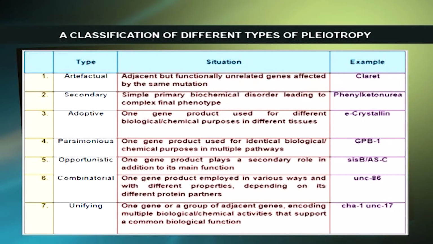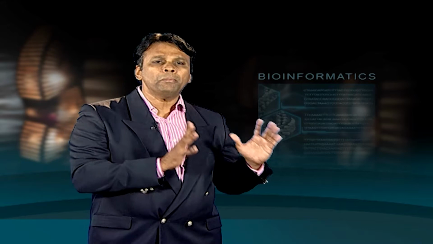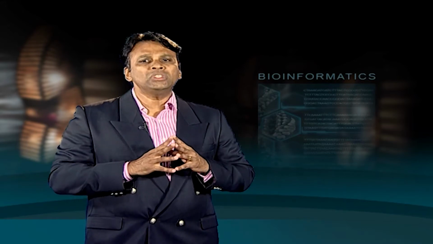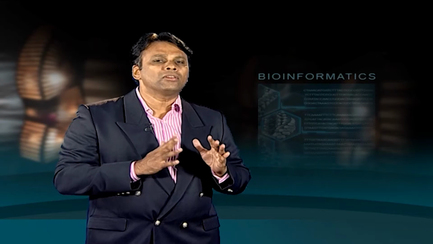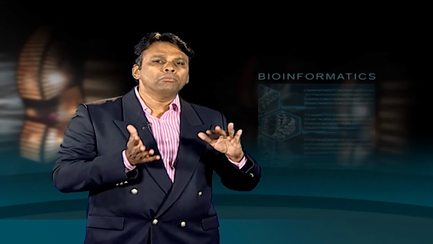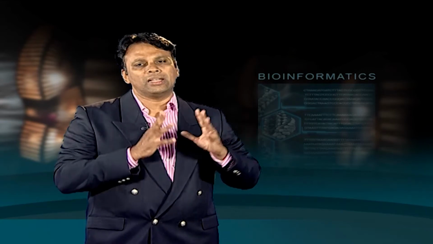The first one is artifactual pleiotropy. In this case, a single mutation can affect more than one process because 2 genes are located next to each other in the genome. An example is the claret non-disjunction alleles in Drosophila, which affect both meiosis and eye color.